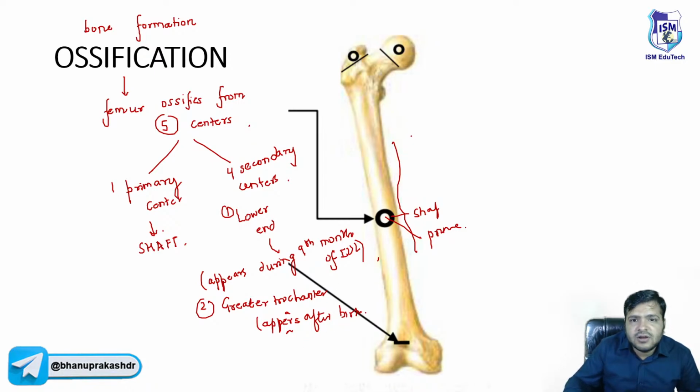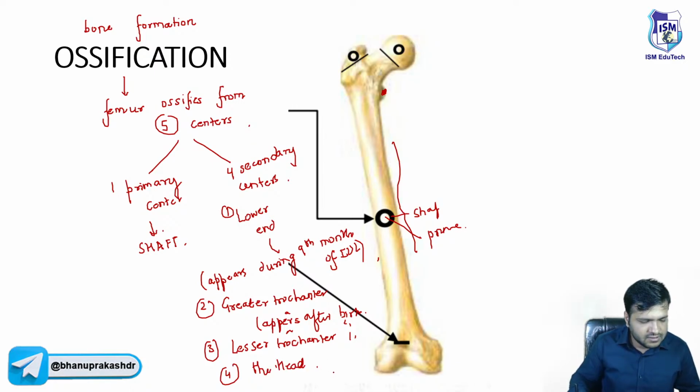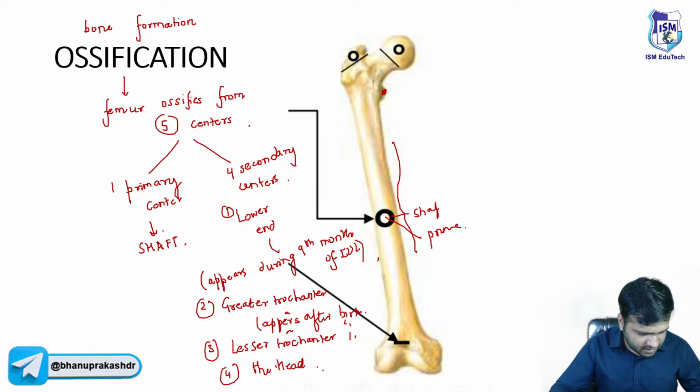One is for the lesser trochanter also, which also appears after birth. And yes, the head. It appears like 1 week after the birth, so yes, 1 month. So that is the head part. You have to keep in mind the ossification centers.